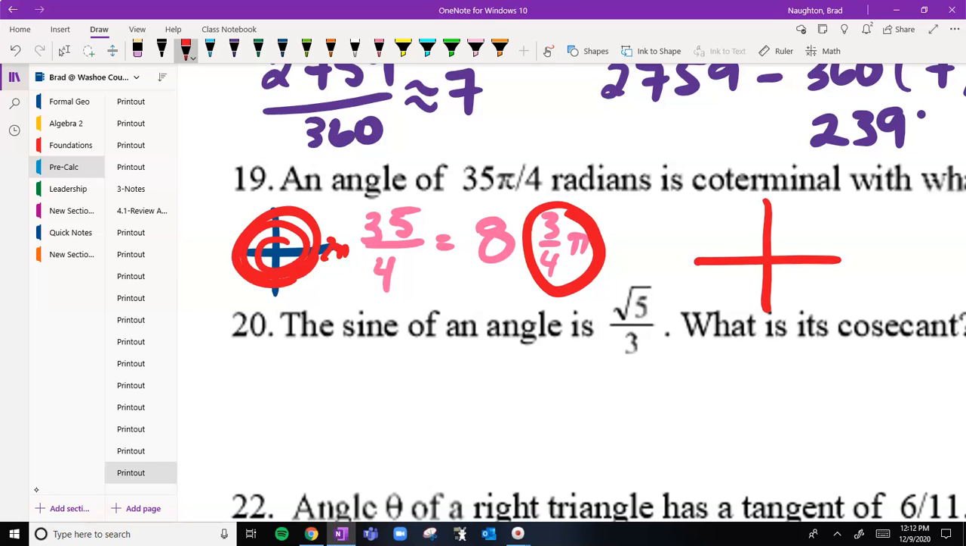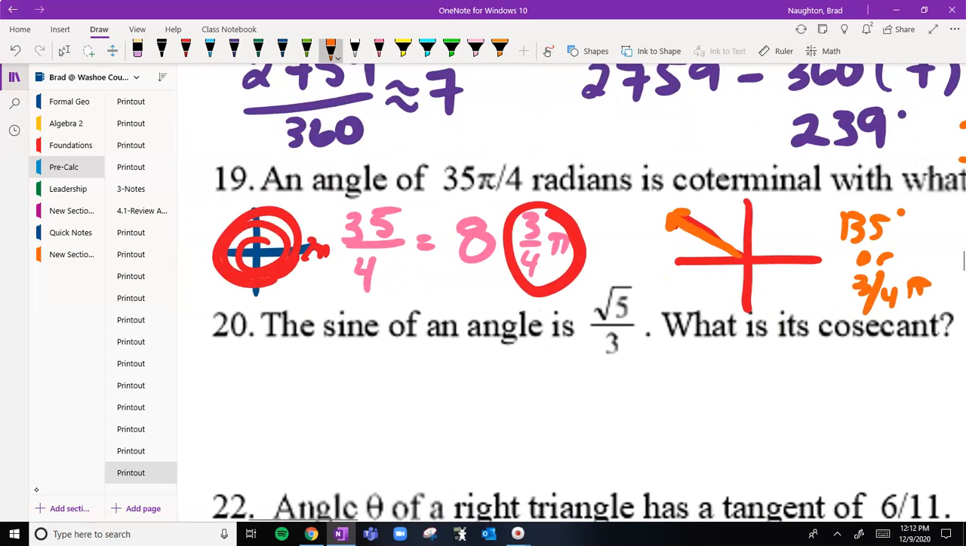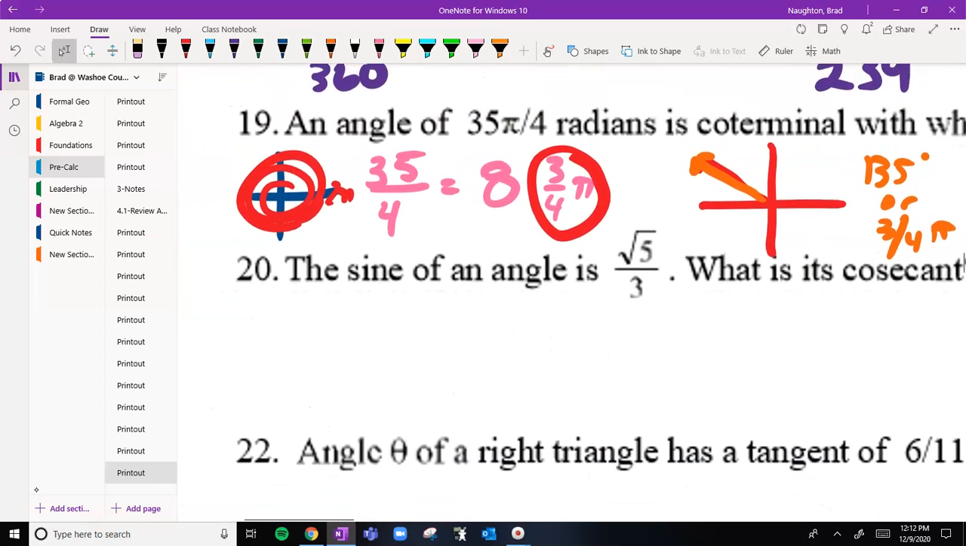So we could say, alrighty, that's right here. Get a different color. So that's my 3/4 pi. We would accept 135 degrees, or again, 3/4 pi. I would leave it in 3/4 pi since that's the one that was given. They gave it to you in terms of radians, so generally you want to leave it that way.